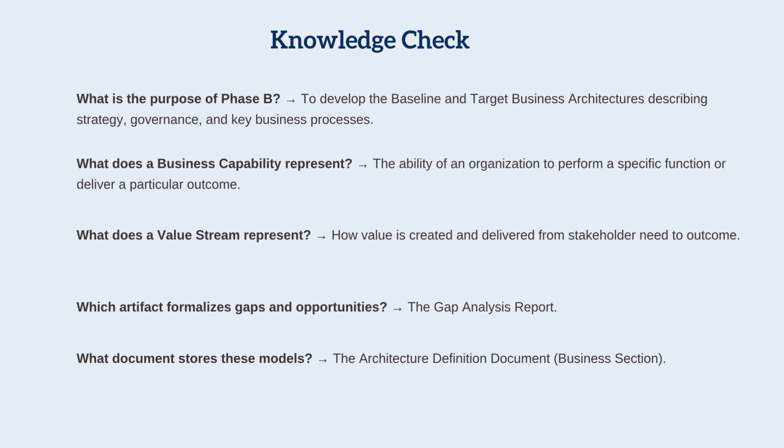Let's test your recall. Q1. What is the purpose of Phase B? To develop the baseline and target business architectures. Q2. What is a business capability? An organizational ability to perform a specific function or outcome. Q3. What is a value stream? The end-to-end path through which value is delivered to stakeholders. Q4. What document captures business models and gaps? The architecture definition document, business section.